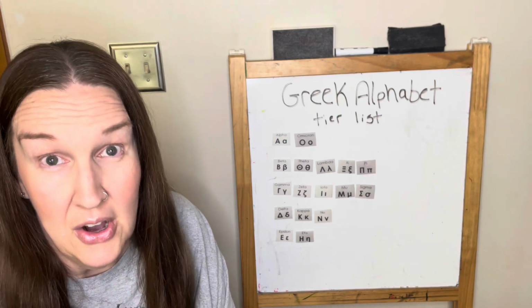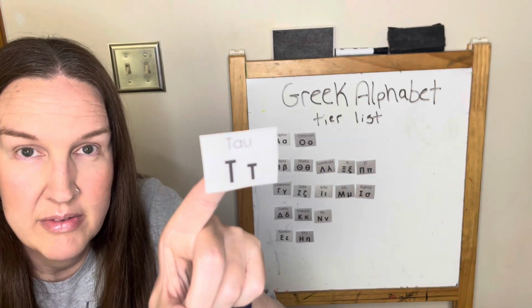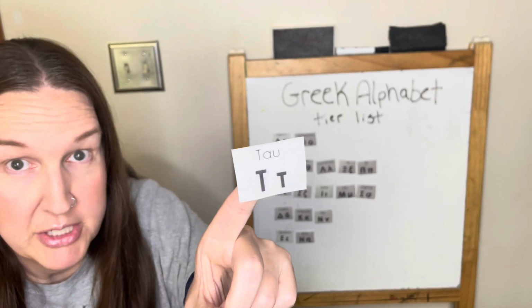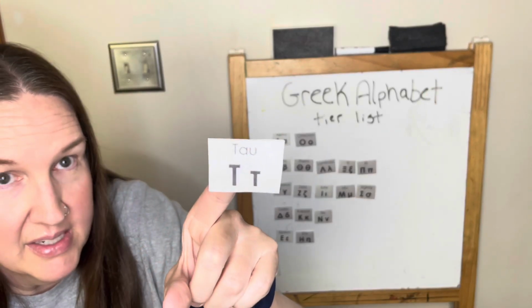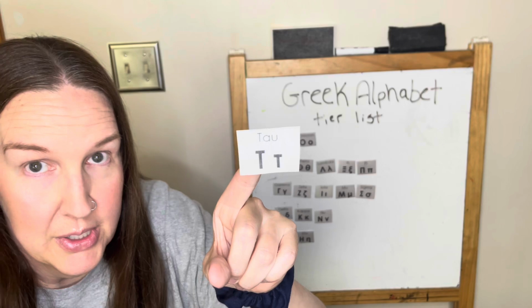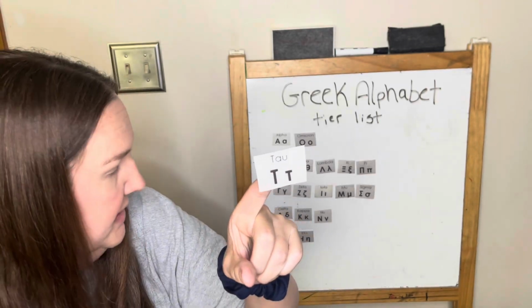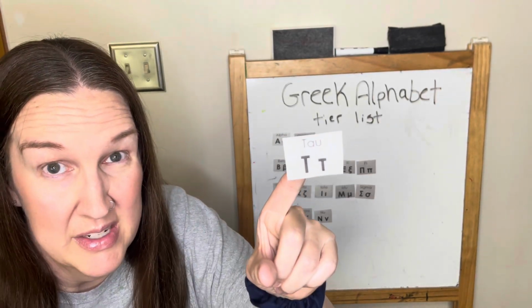So the next one is Ta. All right, and Ta is the iteration of T. It's very basic. I don't like the word. It's just a T. Honestly, I think we're gonna put this down in Epsilon.